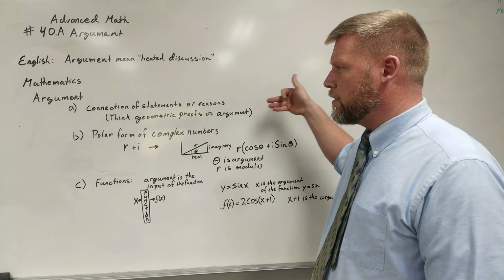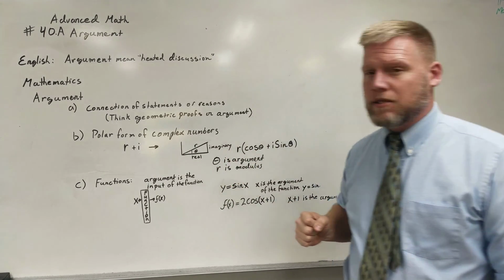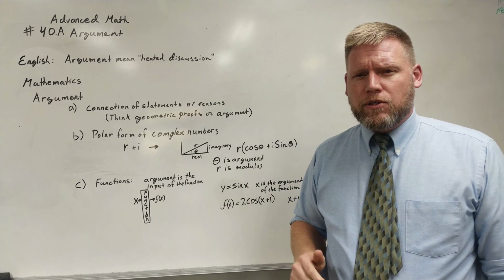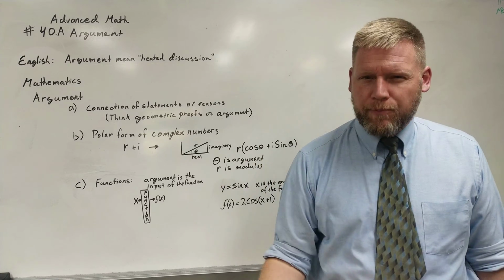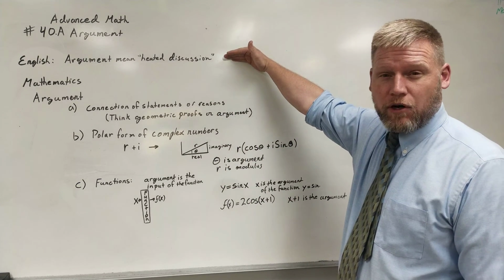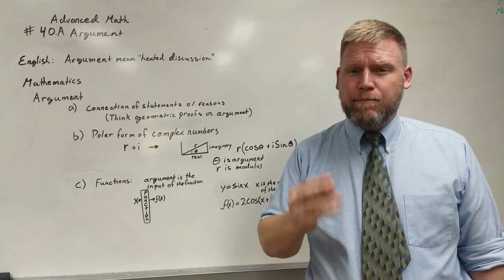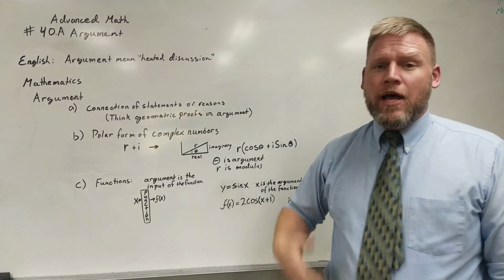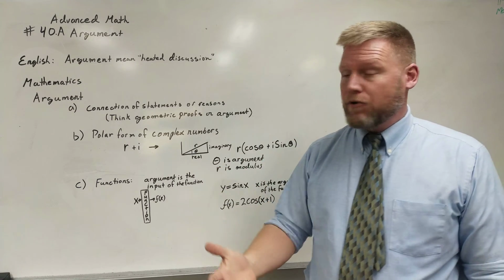The first one is the connection of statements or reasons. And I put up here, think geometric proofs. This is where you're saying, this is the argument you're placing forth. This one is much like the English version of an argument, because what it's saying is I am presenting the facts for my case, if you will, and that is the argument I'm referring to.